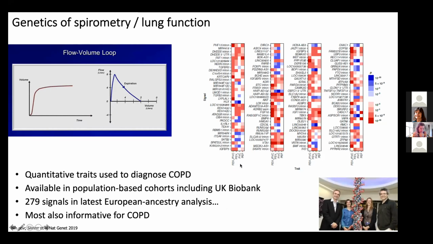You can actually see the correlations with FEV1, FVC, and FEV1/FVC, which are used to define COPD, with each other, as well as the correlation with FVC, which is another lung function measure, and peak expiratory flow here. So a lot of the lung function measures are correlated. A lot of them are informative for COPD.